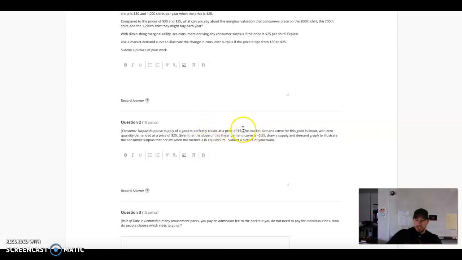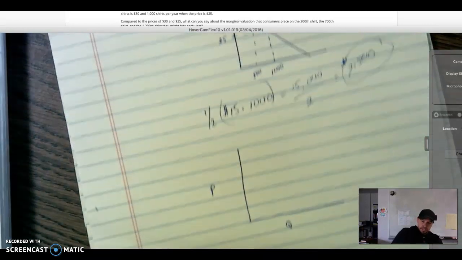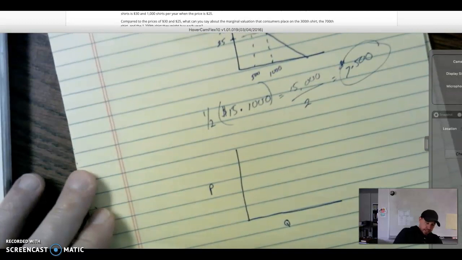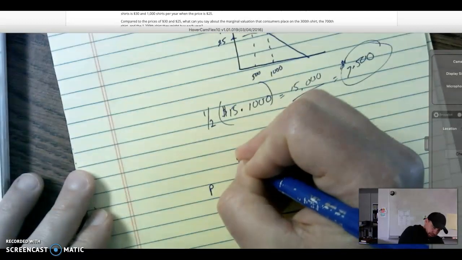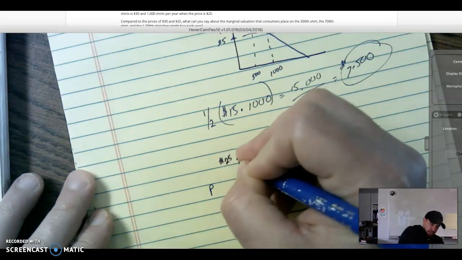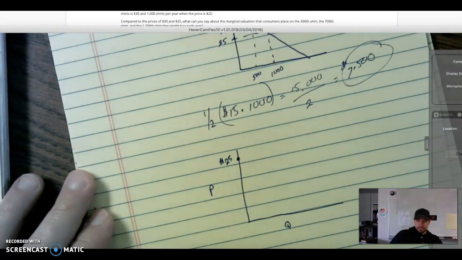So let's draw the demand curve first. It says the market demand curve for this good is linear, so we know it's going to be a straight line with zero quantity demanded at a price of 25. So if we come and we have our price and our quantity on our demand curve, we know that at a price of 25, quantity demanded is going to be 0. So that's going to be the top of our demand curve. So we got that part.